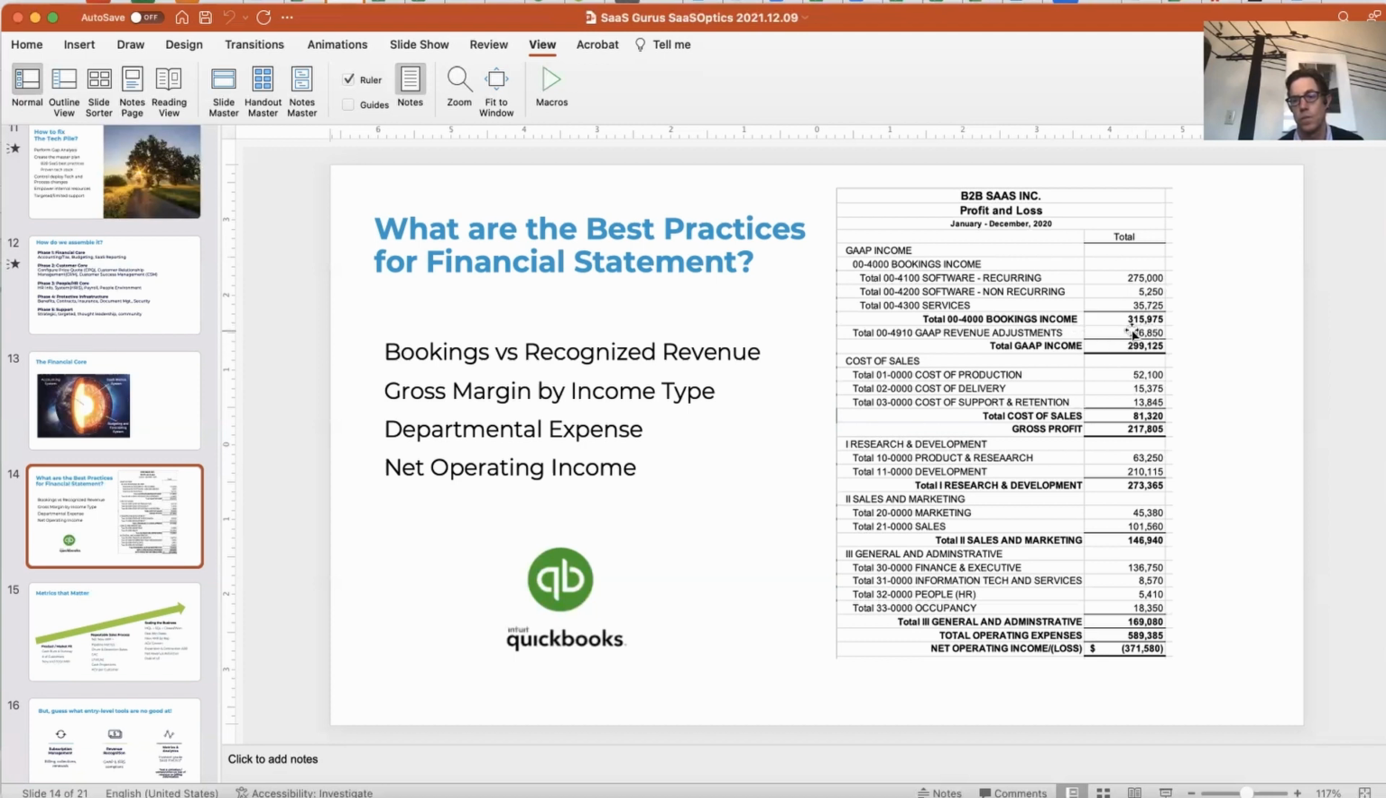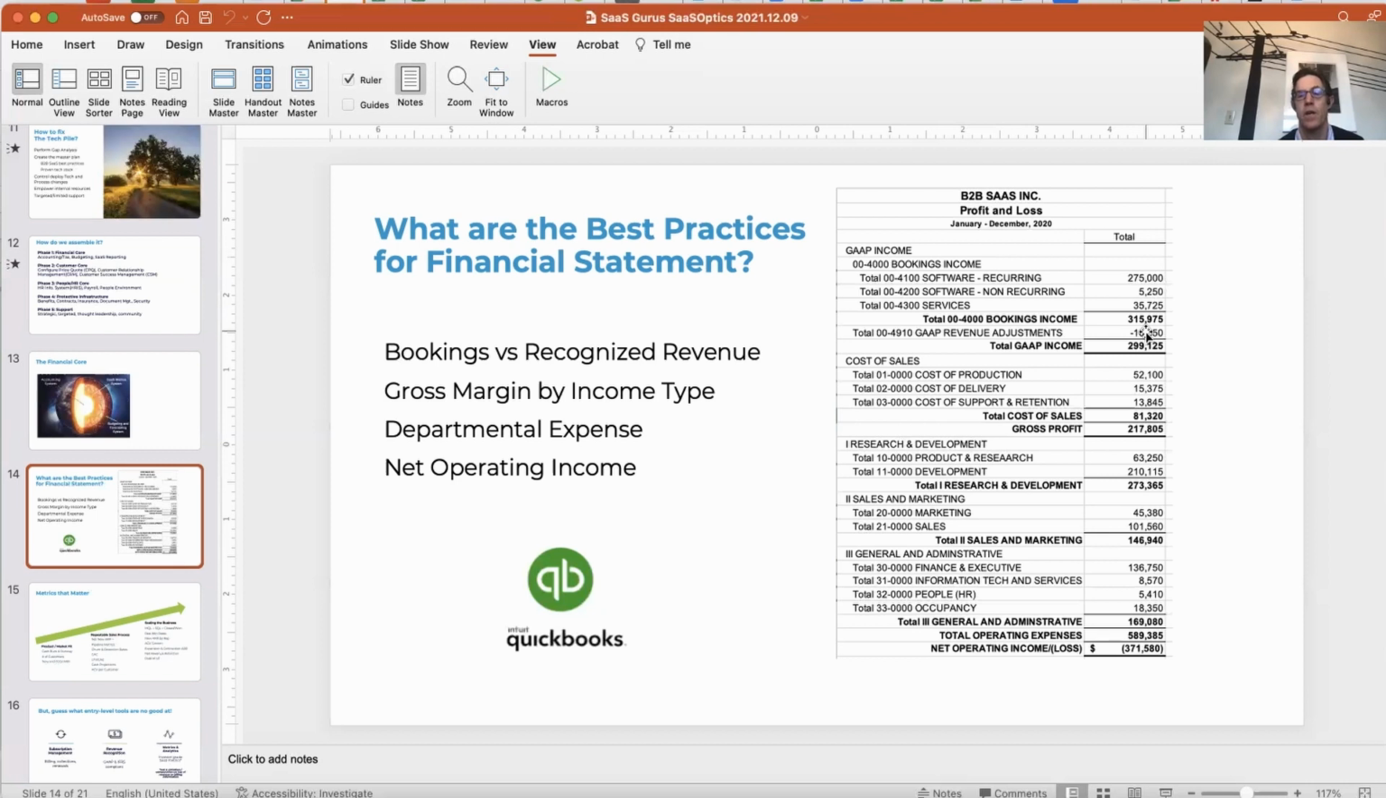And so you just basically create an additional line item here for that. And as I said, SaaS Optics makes that so easy because they have a report that you can run that will tell you for all of your open contracts what the deferred revenue balances should be. And so you just do an adjusting entry back to net income.